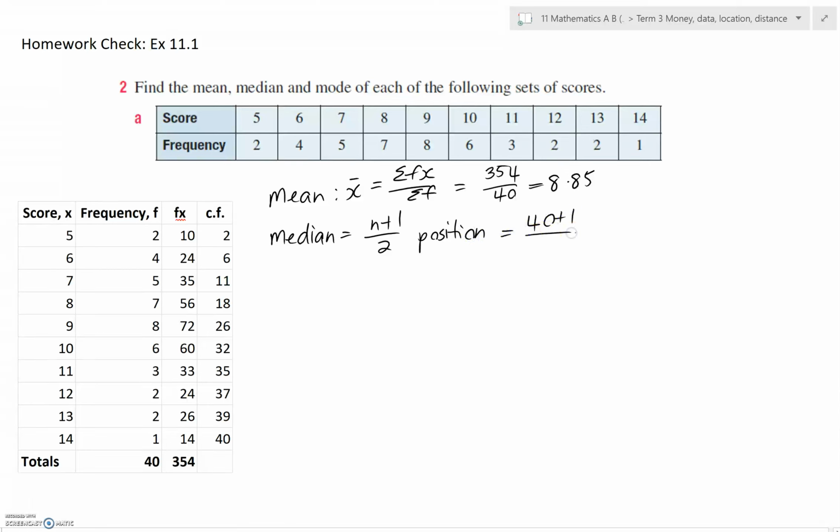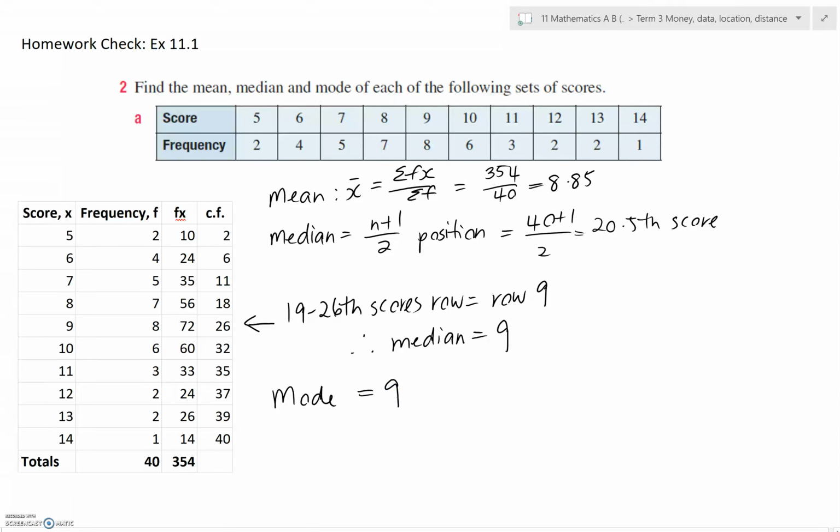So if we have a look at our cumulative frequency in here, in the row that includes 9, this is the 19th to the 26th scores in this row. So that means our median is in there and all the values in there are 9, so our median is 9. Our mode is the most occurring, so again it's 9, and we know that because 9 has the highest frequency in any of the rows, so it is the most occurring.